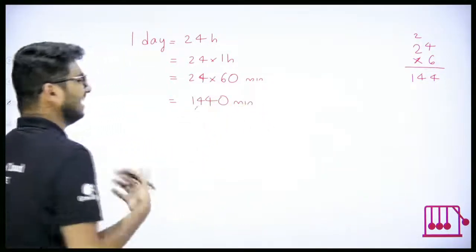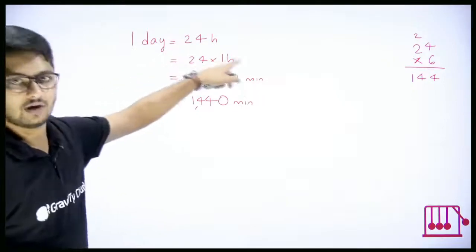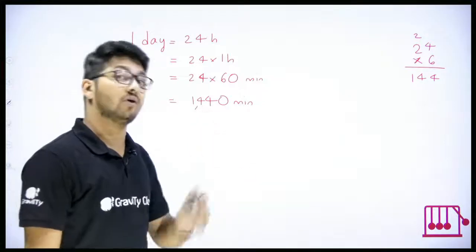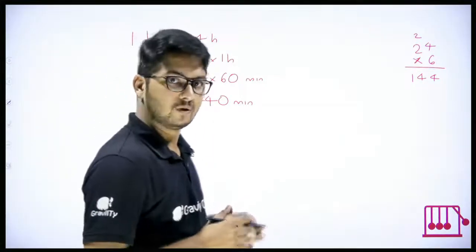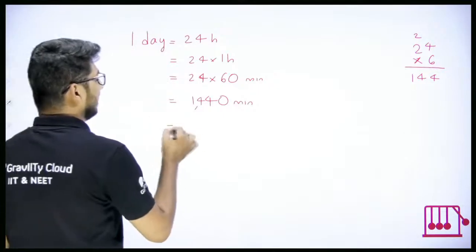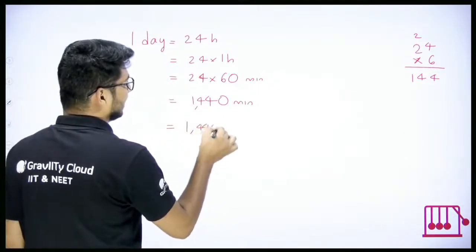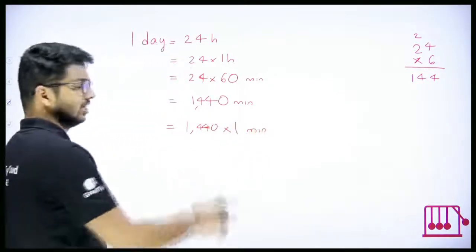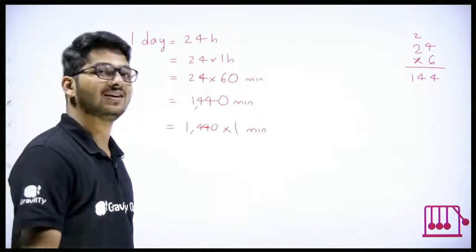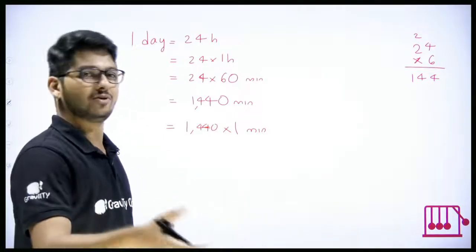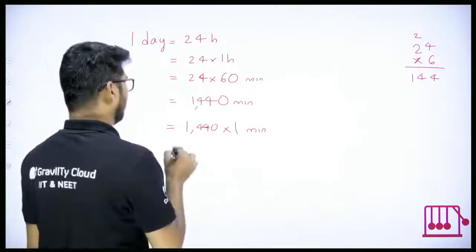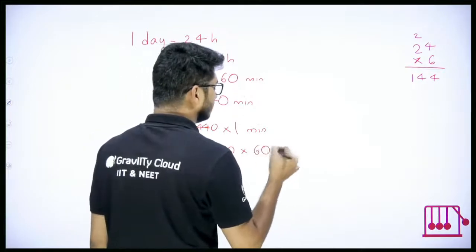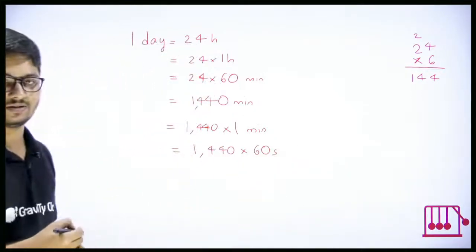So 1 day is equal to 24 hours and is also equal to 1440 minutes. Okay. Then again, this I can write as 1440 into 1 minute. 1440 into 1 is equal to 1440, the same. But what is 1 minute equal to? 1 minute is equal to 60 seconds.